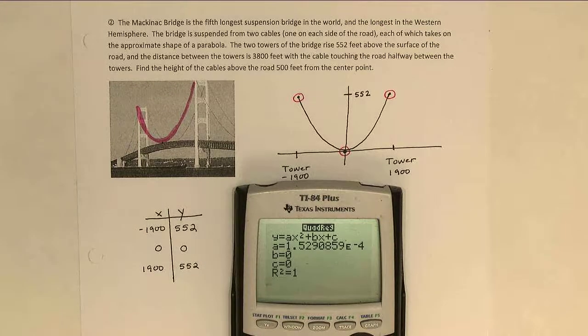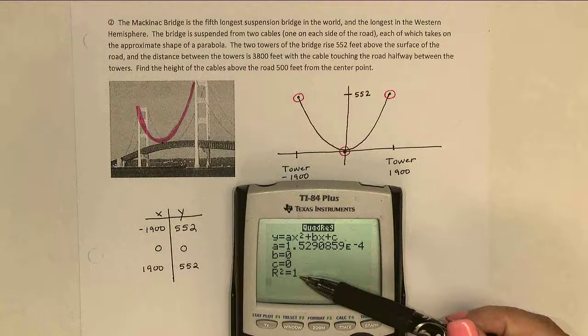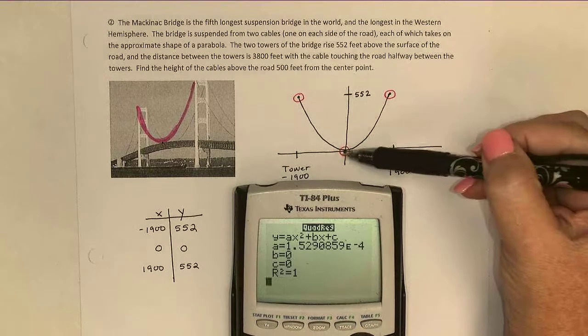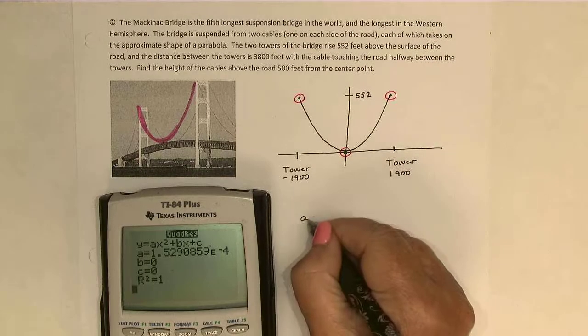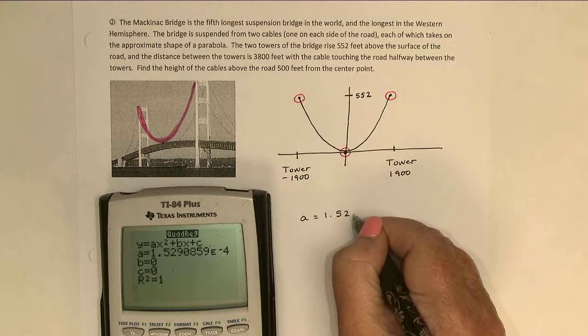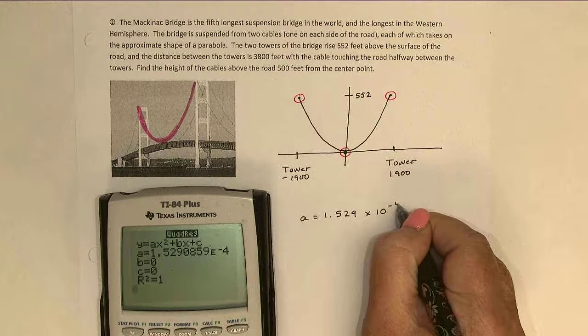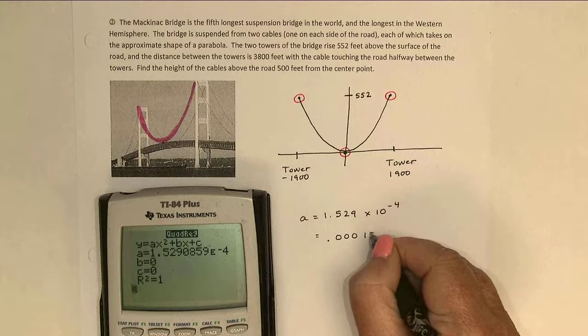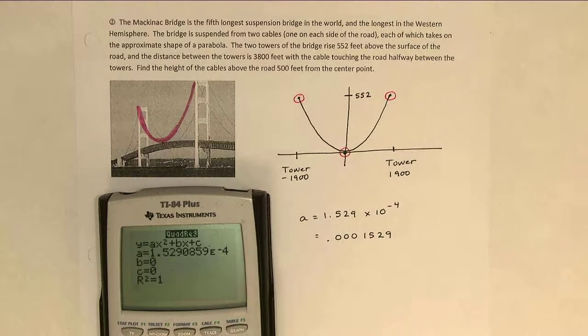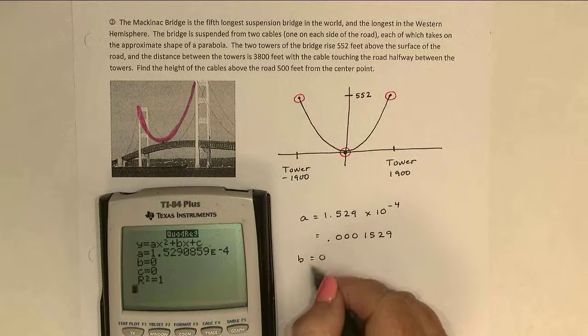And there we go. Notice the r squared is a perfect 1. Because I had exactly 3 points, that's not unexpected. All right, so our a value is really, really small. Notice that's times 10 to the negative 4th. Or I could write it as 0.0001529, just moving the decimal to the left 3 places. B and C are both 0.